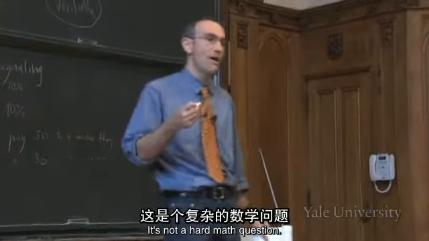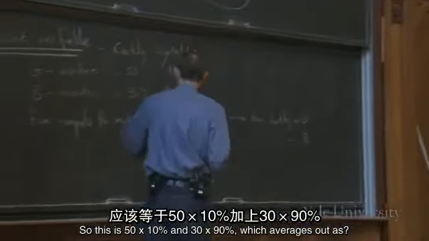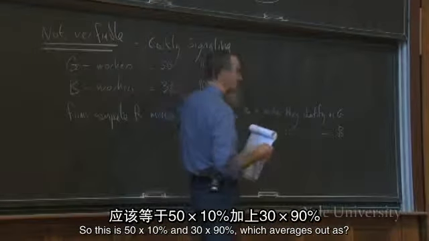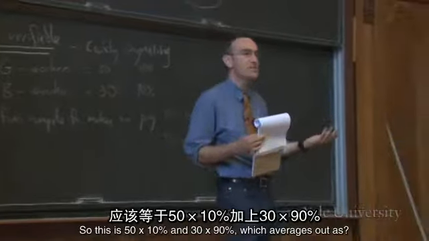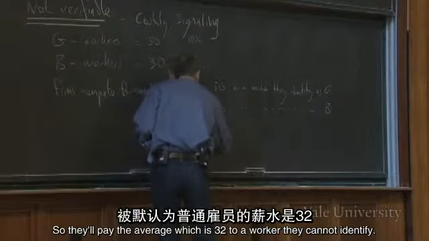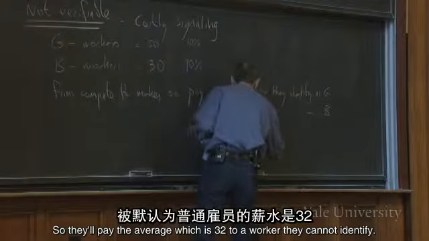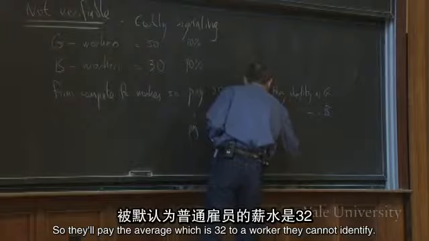It's not a hard math question. Everyone's scratching their head down here. All right, so what is it? It's 50 times 10% and 30 times 90%, which averages out as 32. So they'll pay the average, which is 32, to a worker they cannot identify.